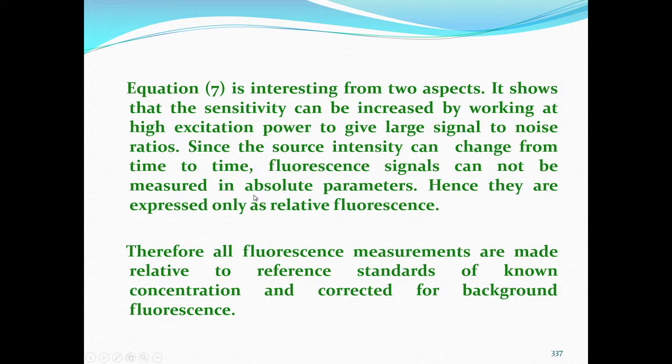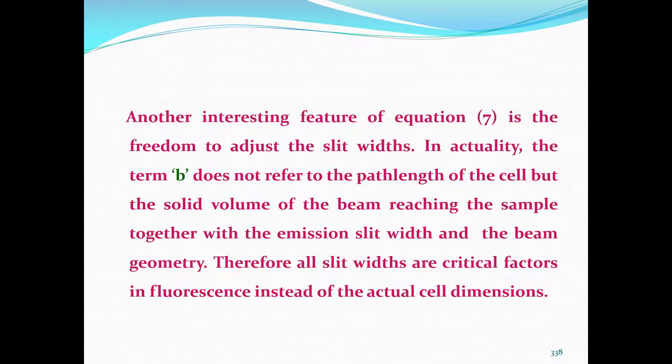So, this equation is interesting from two aspects. It shows that the sensitivity can be increased by working at very high excitation power to give large signal to noise ratios. Since the source intensity can change from time to time, fluorescent signals cannot be measured in absolute terms. So, we need a standard. Therefore, all fluorescence measurements are made relative to reference standards of known concentration and corrected for background fluorescence.